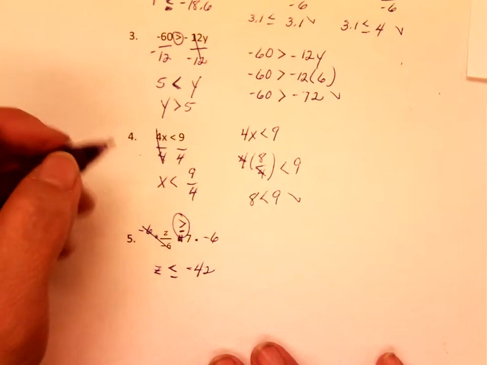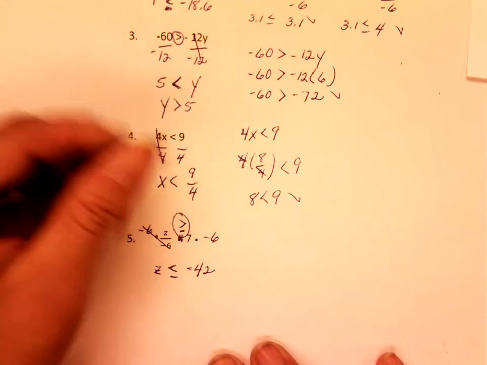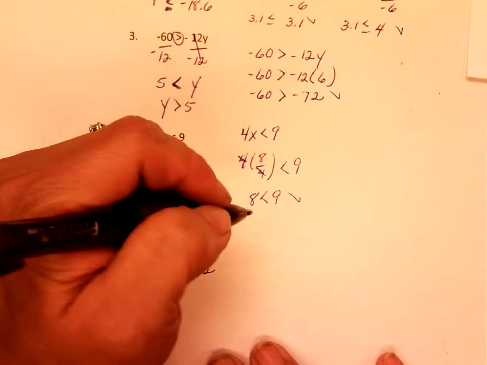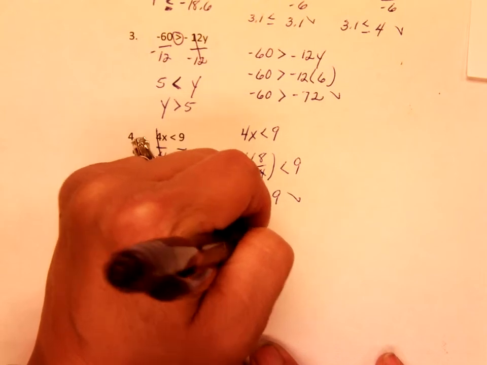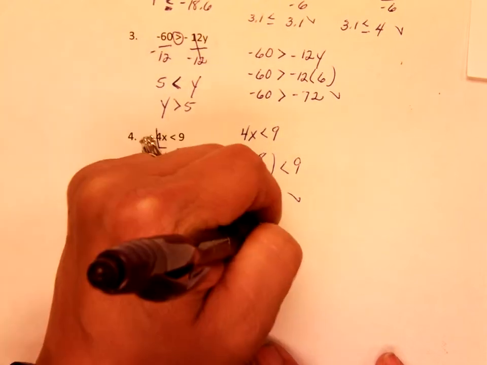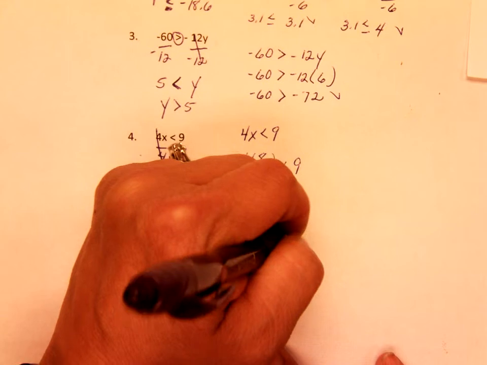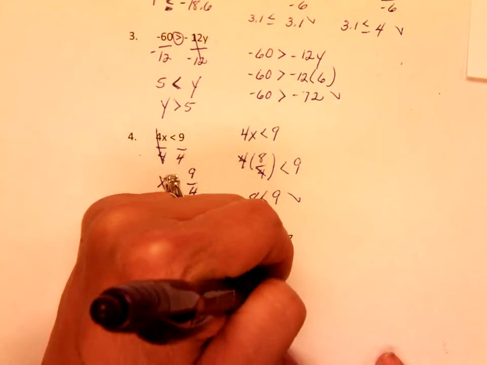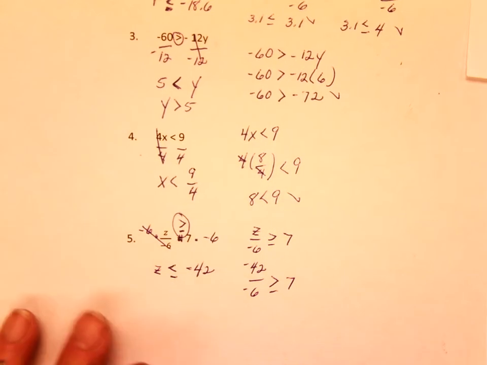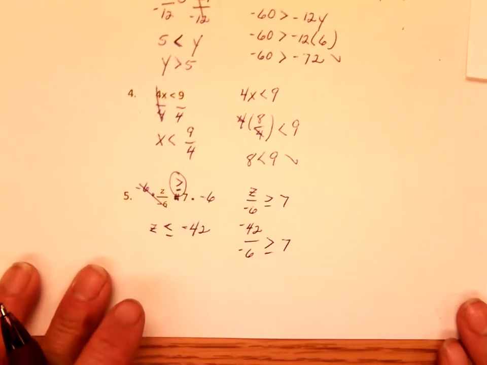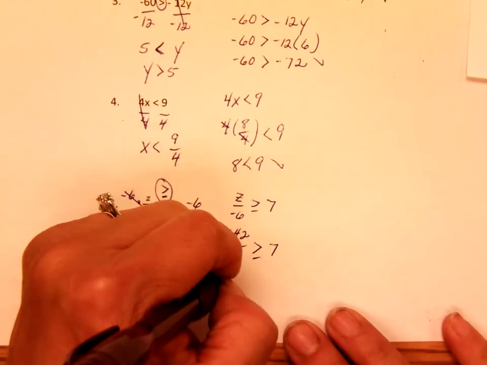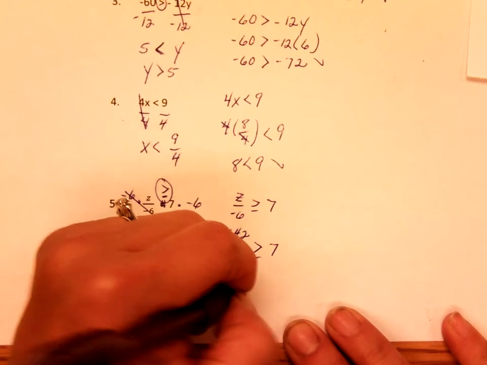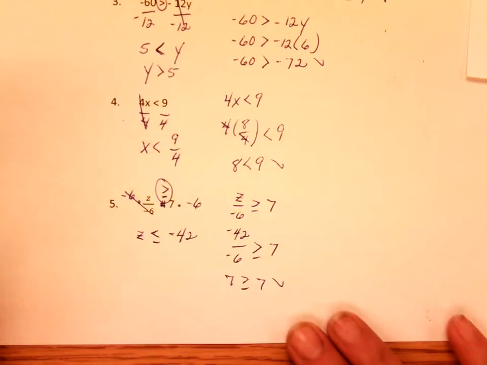Okay, to do your check, you have 2 checks you have to do. So first we're going to do the one with the equal. So z divided by negative 6 is greater than or equal to 7. Negative 42 divided by negative 6 is greater than or equal to 7. Negative 42 divided by negative 6 is 7, is greater than or equal to 7. Well, that checks out because they're equal.